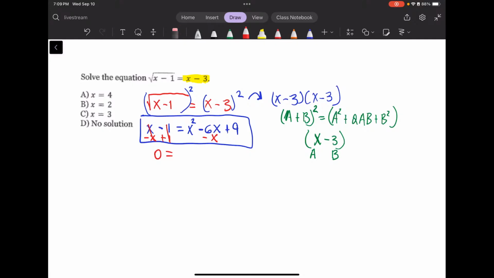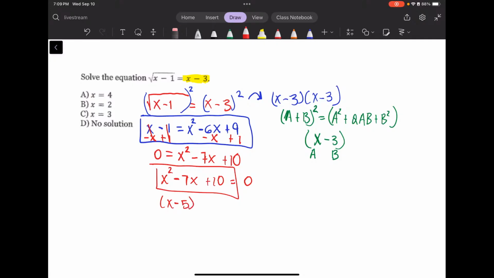Now that we've done that, we're just going to solve like a regular equation. And I'm going to do this all in one step. So we're going to subtract x, and we're going to add 1. So on this side, we have 0, and now we have x squared minus 7x plus 10. And I like my 0 on the right side, so let's just rewrite this.